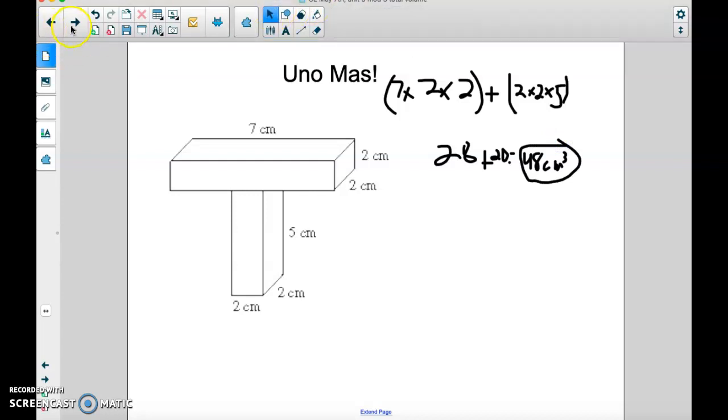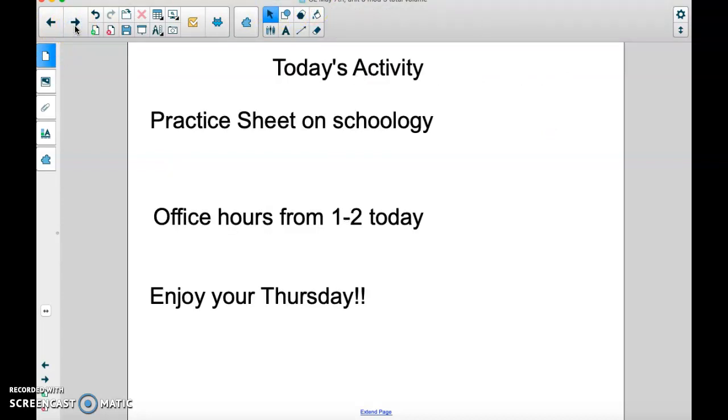So today's activity is a practice sheet on Schoology, all with composite volume problems. Please, when you're doing these, guys, I don't just want to see your answer on the paper. Okay, I want to see your work. I want to see an equation. I want to see what's happening, because if you have the answer and it's wrong, I can't help you out. Just like in class, we need to see the work. We need to see the equation so that we know what's going on.